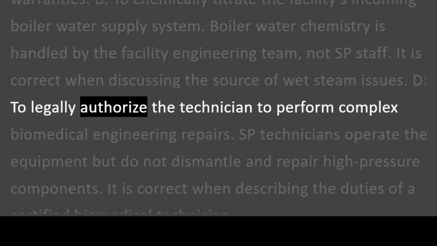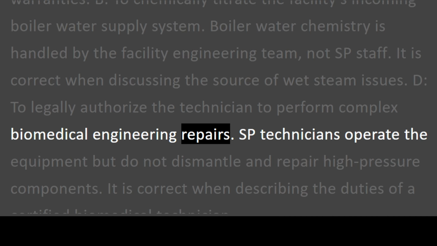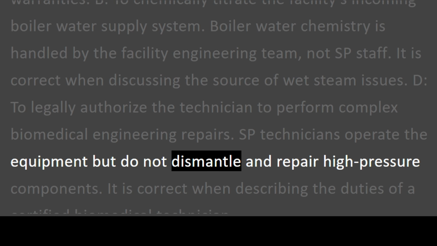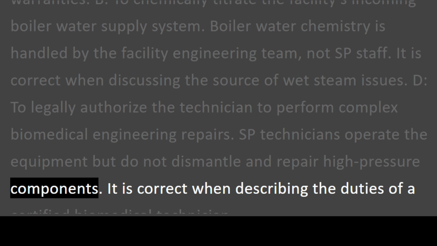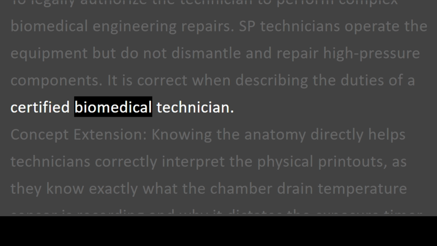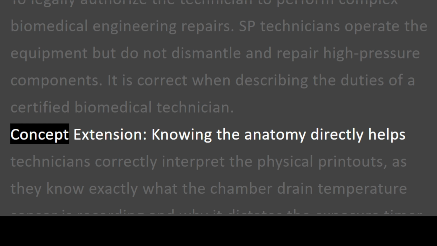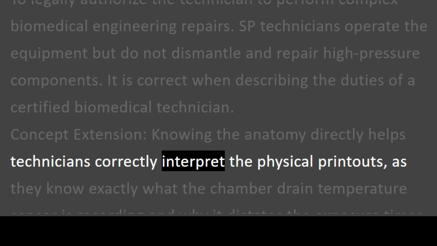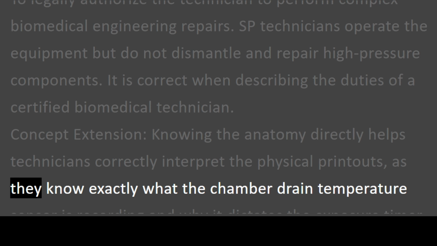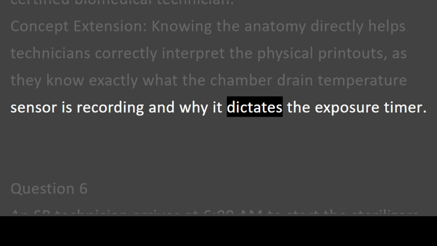D. To legally authorize the technician to perform complex biomedical engineering repairs. SP technicians operate the equipment but do not dismantle and repair high-pressure components. It is correct when describing the duties of a certified biomedical technician. Concept extension. Knowing the anatomy directly helps technicians correctly interpret the physical printouts, as they know exactly what the chamber drain temperature sensor is recording and why it dictates the exposure timer.